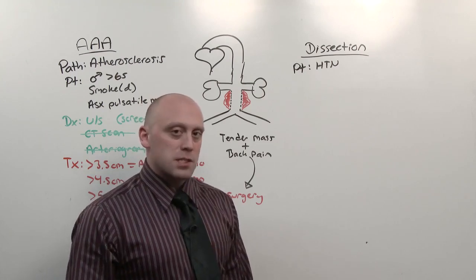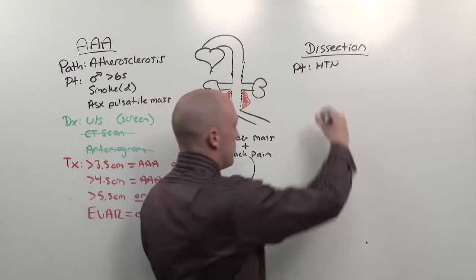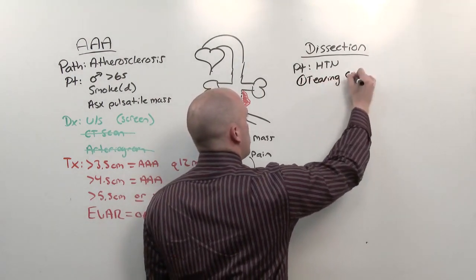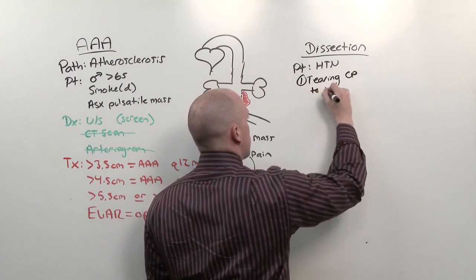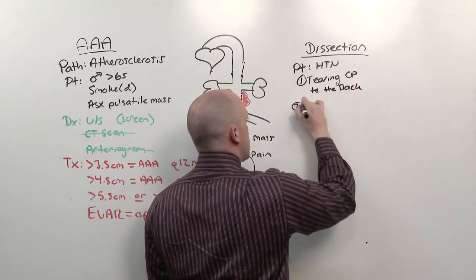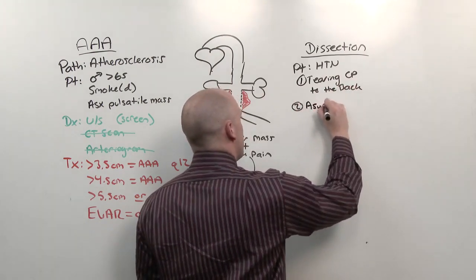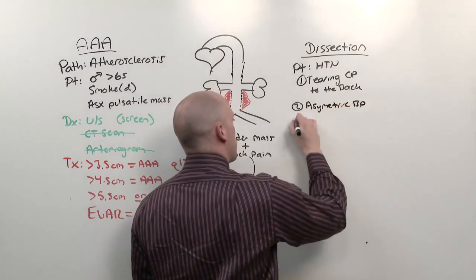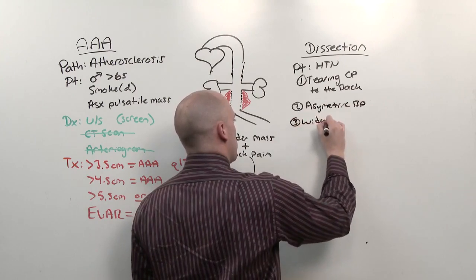But dissections classically present with three things. The first is a tearing chest pain that radiates to the back. The second is going to be asymmetric blood pressures arm to arm. And the third is a widened mediastinum.